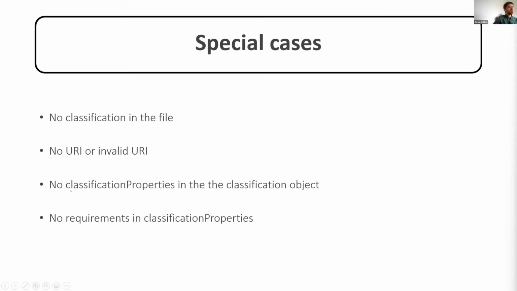You could also have no classification properties in the classification objects. So let's say you have IfcClassification instances and so on in your file, you have the URI, and you arrive at the bSDD API, and finally there are no classification properties. In that case, this is a valid check because there are no requirements.